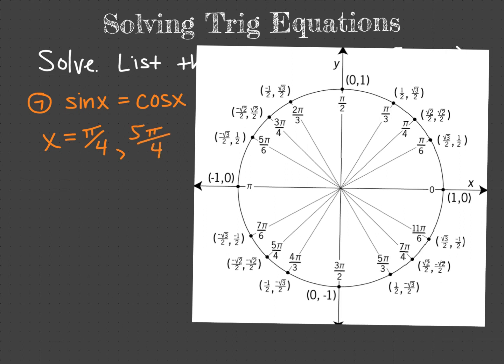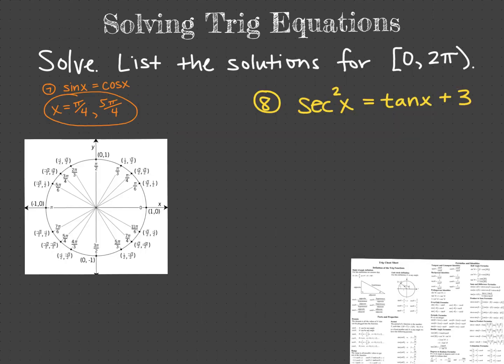Now, there's no other spot on the unit circle where the x and y coordinates ever have the potential to be the same. So it looks like those are our only solutions in between 0 and 2 pi. I saved number 8 as our last one because it's a good one.